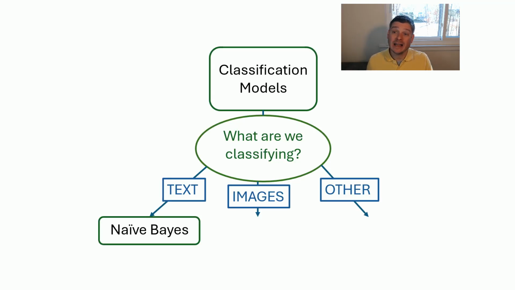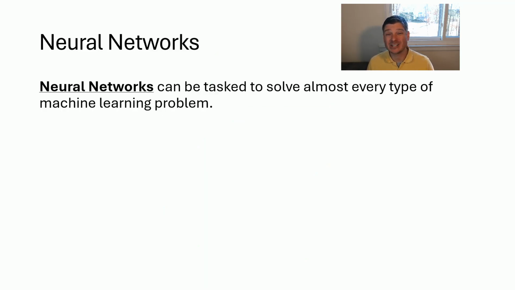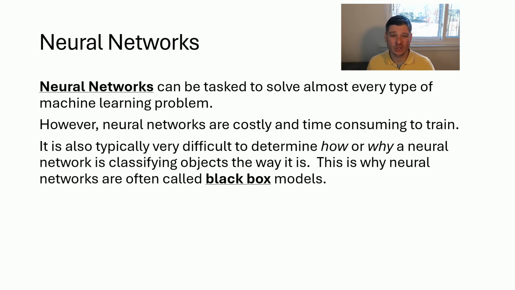Now, if I am trying to classify images, then typically this is the job of a neural network. Now, neural networks can actually be tasked to solve almost every type of machine learning problem. I can set up a neural network to classify text, but the problem is, neural networks are very costly and time-consuming to train, which means they are not always going to be the best choice. And also, with our neural networks, it is very, very difficult to figure out the how or the why a neural network is doing the things that it's doing.